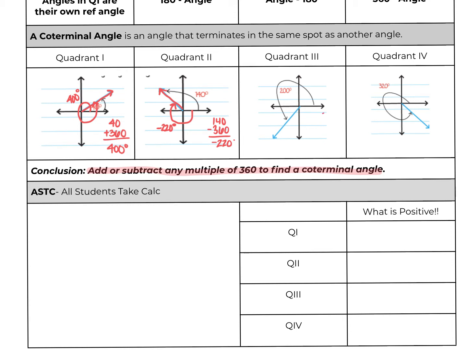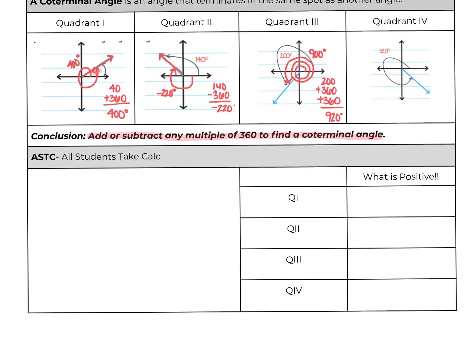Now, if I wanted to, I could take 200 and add 360 twice. So if I did that, I would get 920. And if I started here, I would go one circle, two circles, and then 200 more, and I'd be at 900. So it doesn't matter what multiple you add or subtract, it's always going to wind up in the same spot. So I'm not going to do an example with quadrant 4, but that's the general gist of coterminal angles. So the last thing we just need to talk about is "All Students Take Calc," which should be familiar from Algebra 2 or pre-calc.